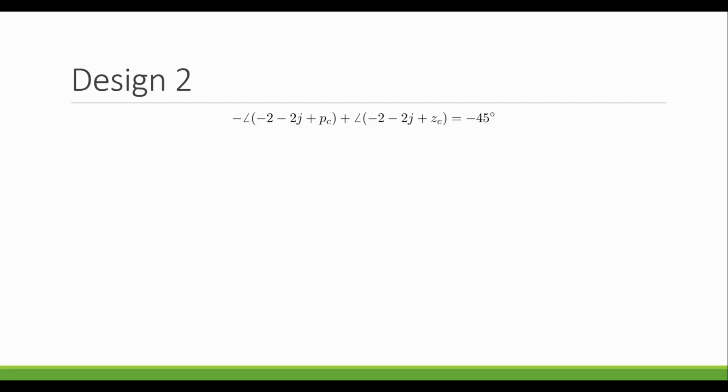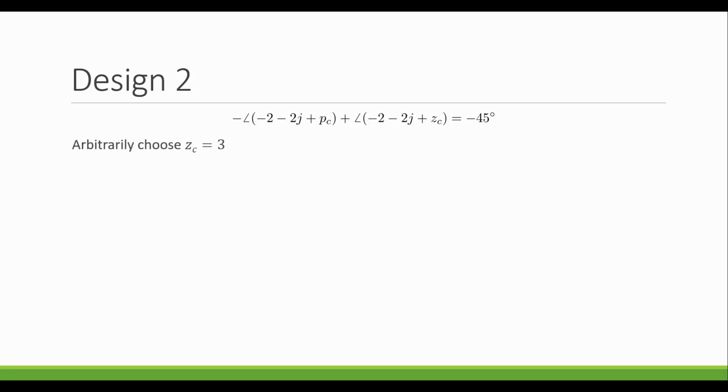Now let's consider a second design where we're going to choose a different zero, a different pole for our controller, and we're also going to have a different gain involved. So the first equation is still the same. The pole and the zero we choose for the controller, that angle still has to equal negative 45 degrees based on the previous steps, so that G prime, the angle of G prime, was 180 degrees.